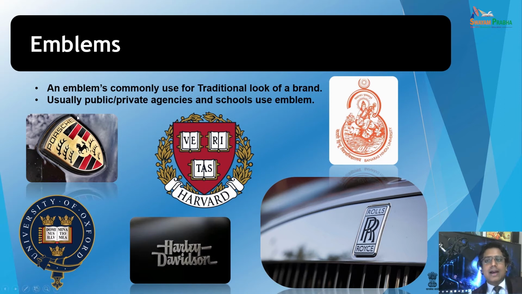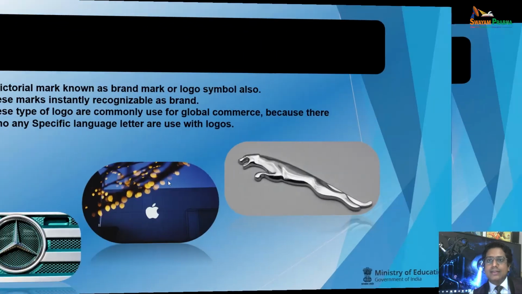Here you can see I had mentioned that usually a public or private agency commonly uses a school or agency logo as an emblem. So an emblem is a mixture of some traditional designs and integrated text also, right? And they are specifically focusing on the background of the company, right? So let us move on to the next.